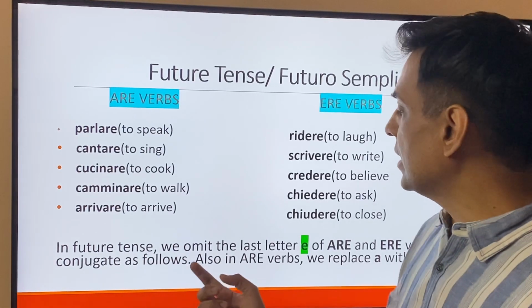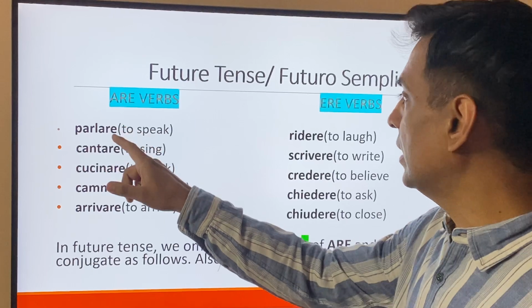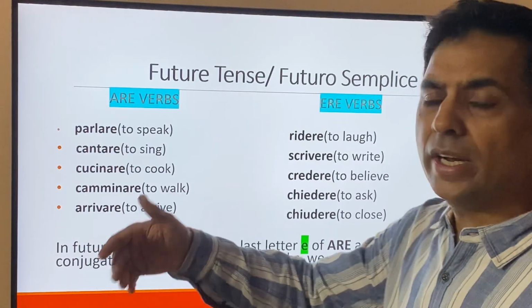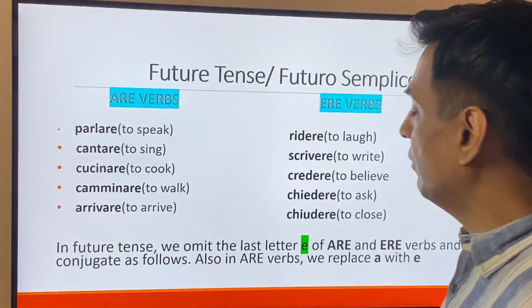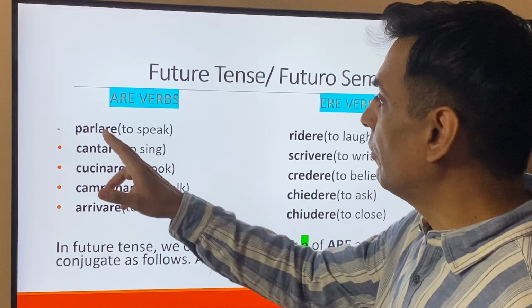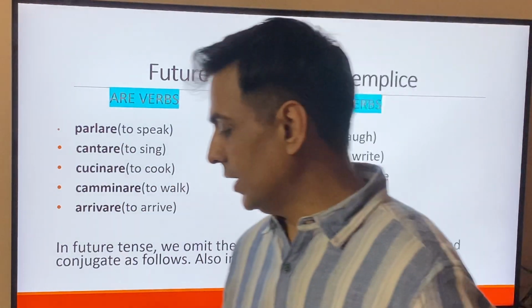So in future tense, when we conjugate, we make sure we omit the e, the ending, and then conjugate it according to the subject which we are talking about. And also in are verbs we replace a with e. Now let's understand this with an example.